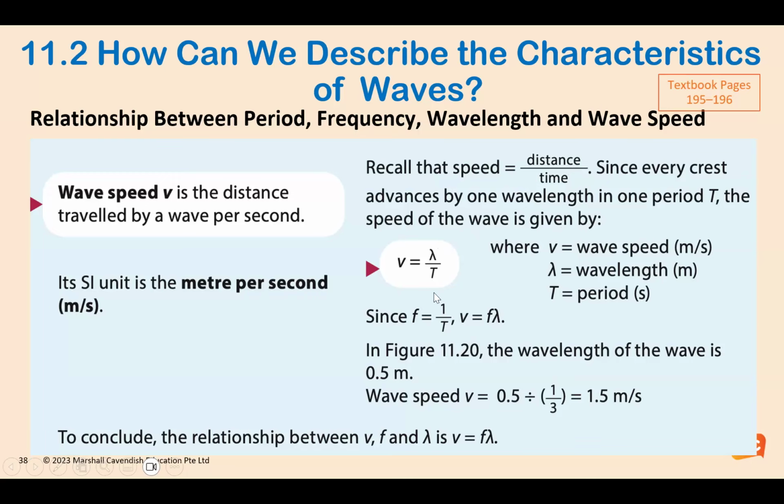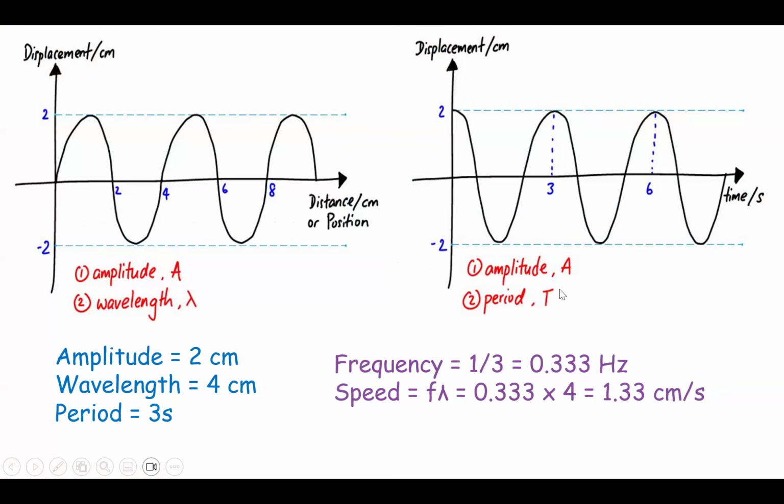Why is it F lambda? Because 1 over T is F, so I just substitute it in and it becomes F lambda. V equals F lambda is the more commonly used formula, rather than distance over time or lambda over T. But it depends on what the question gives you. So let's take a look at an example.